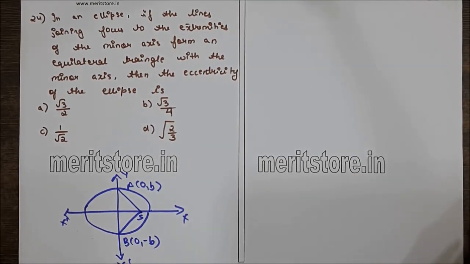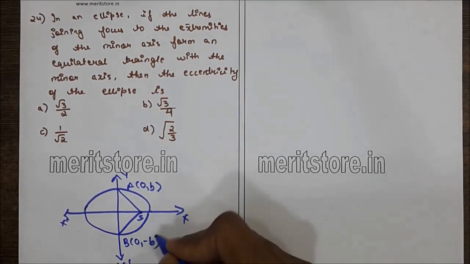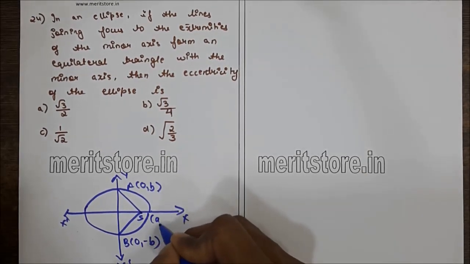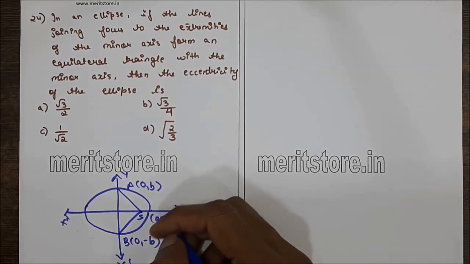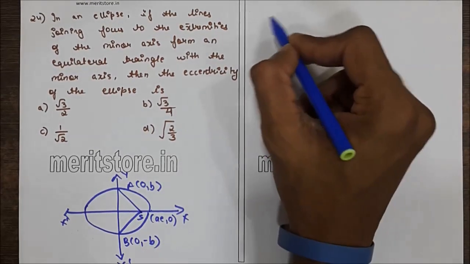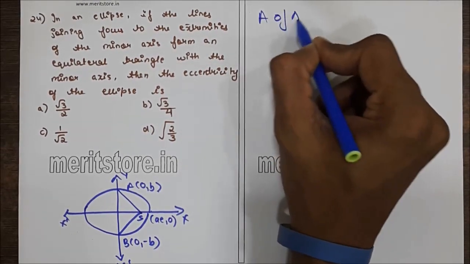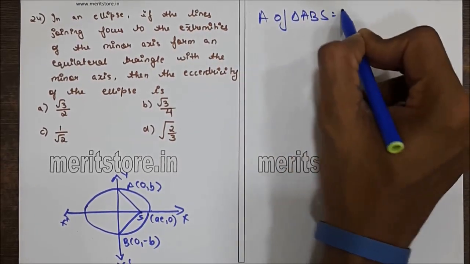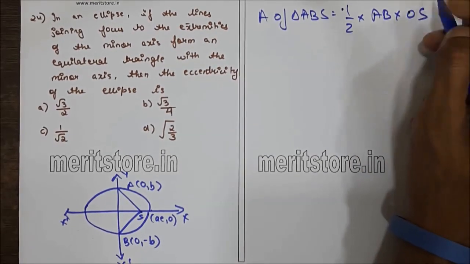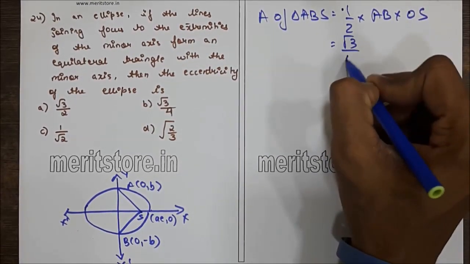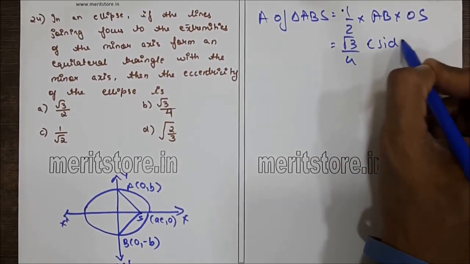So in the given figure, S is a focus whose coordinates are (ae, 0), and the triangle ABS is an equilateral triangle. So area of triangle ABS is equal to half into AB into OS, which is equal to root 3 by 4 side square.